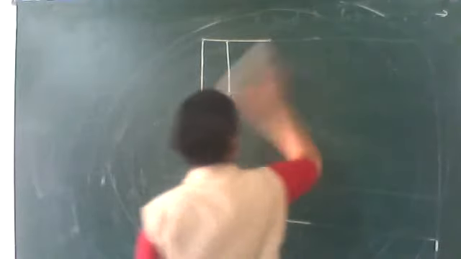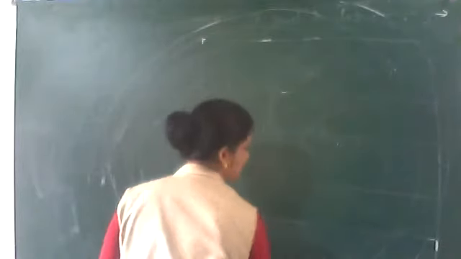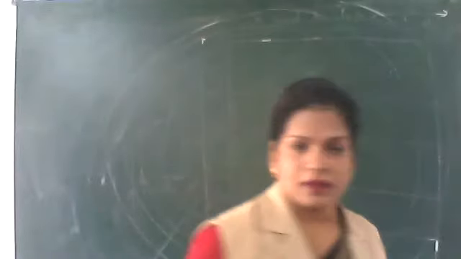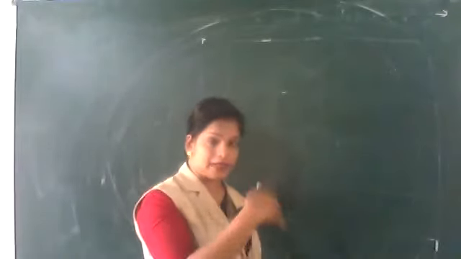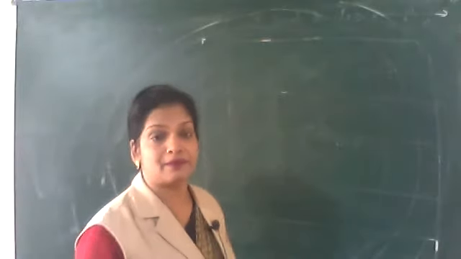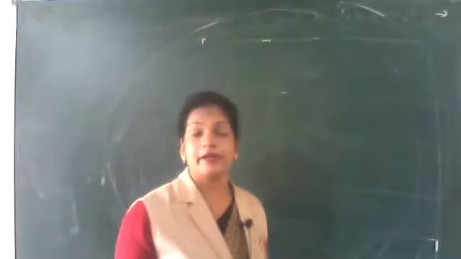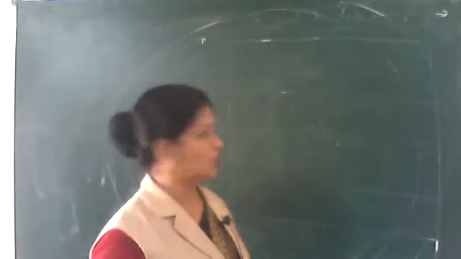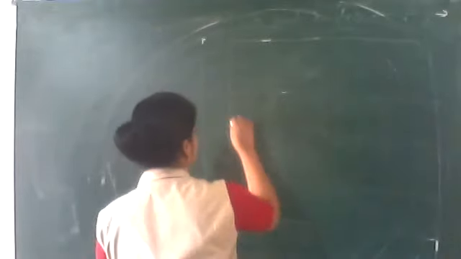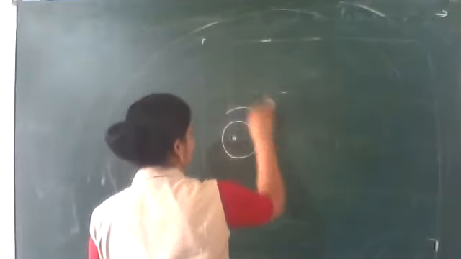So an electron in each orbit has got a particular amount of energy. If it falls from that orbit to a lower orbit, energy will be emitted. If it moves from a lower orbit to a higher orbit, energy will be absorbed. Now, look at this hydrogen atom.